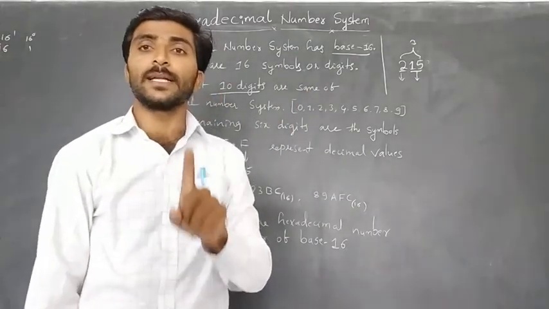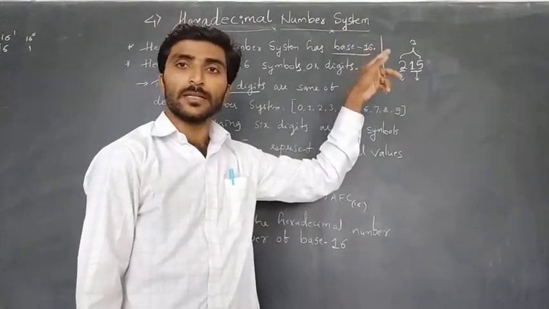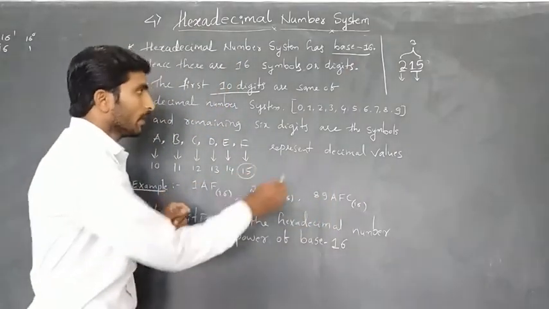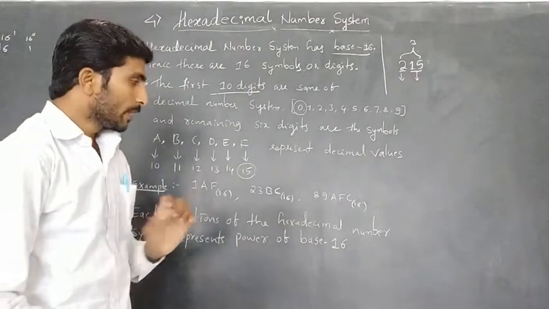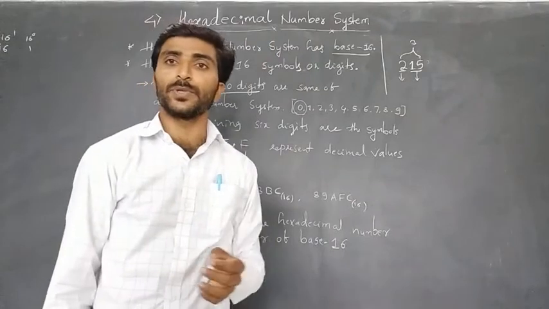You have to take 1 less than the base. Base means 16, 1 less, so that is 15. So the largest value is 15, and the smallest value is 0. Then, the hexadecimal number system is also a positional number system.